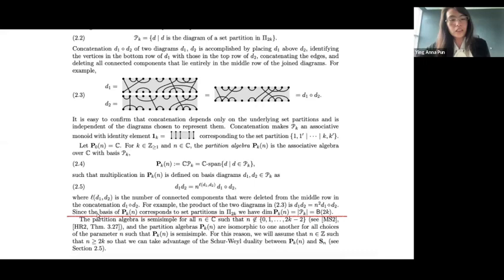Something interesting here is that if you look at the partition algebra, you will realize that the basis for the partition algebra corresponds to set partitions. So you can actually just count or compute the dimension of the partition algebra, and you will see that it's the Bell number B_2k.